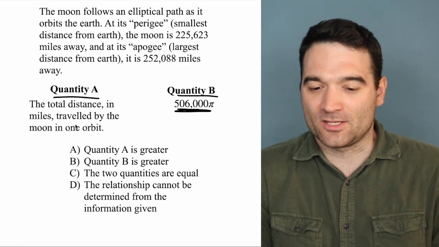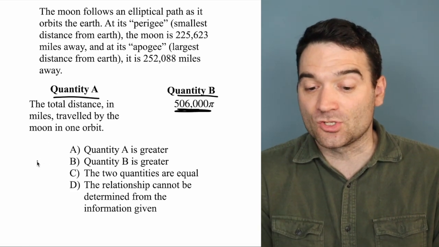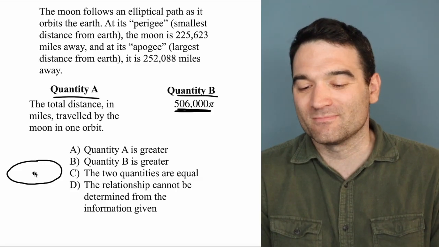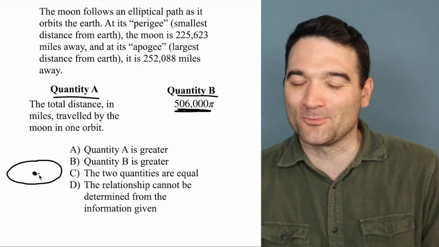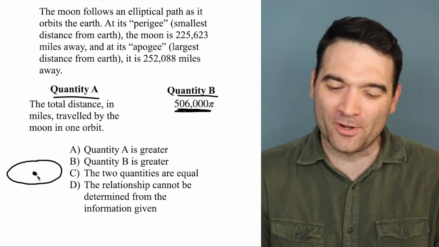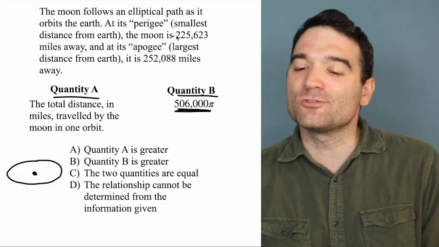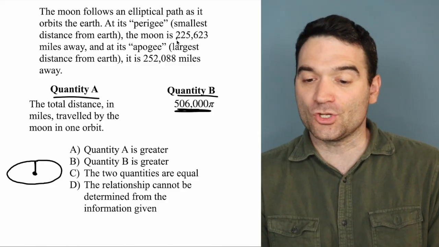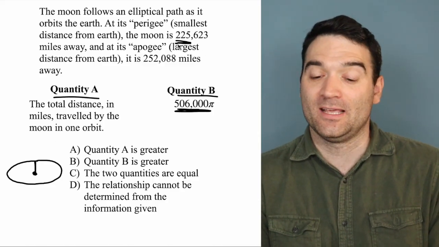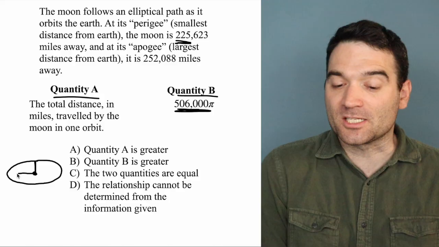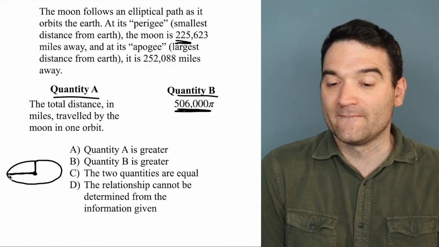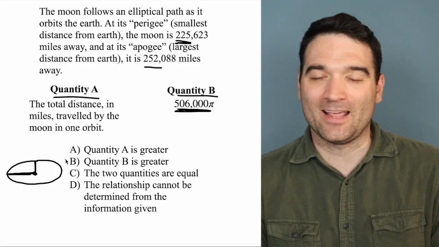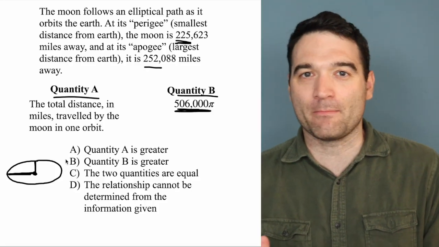Let me illustrate this, right? It's an elliptical path, so it's an ovalish shape. We'll put the Earth somewhere at the center. I don't know if that's the way it is in real life, but we'll just put it there for now. I know that the smallest distance away that the Earth is 225,000. And I know that the largest possible distance that it is 252,000 miles.